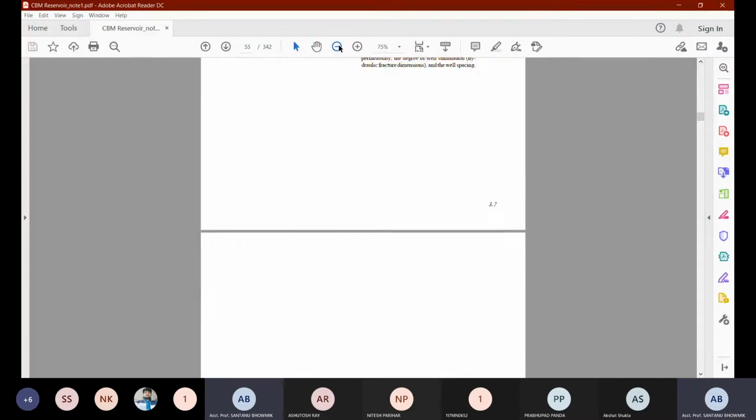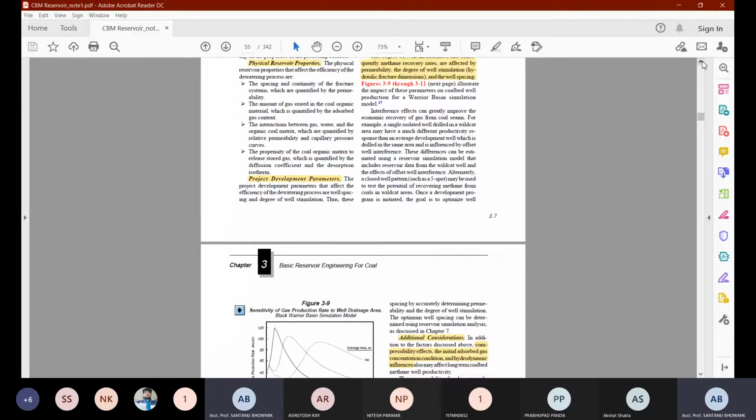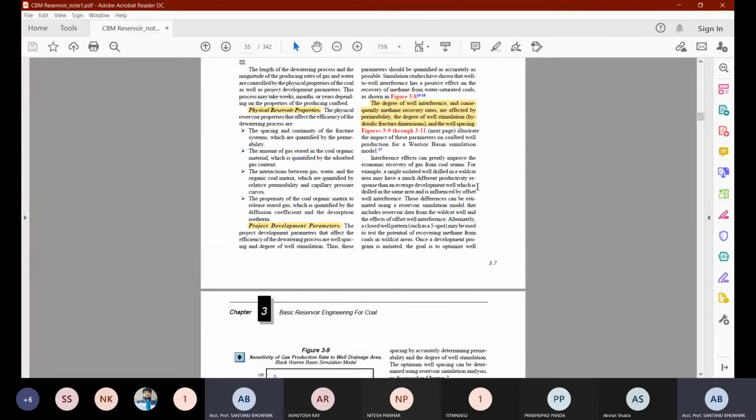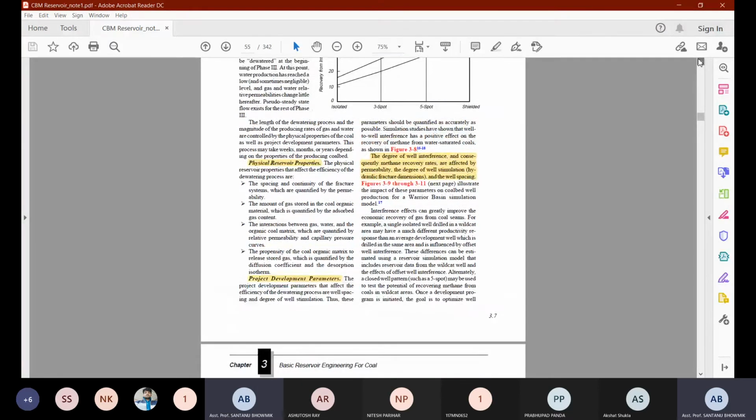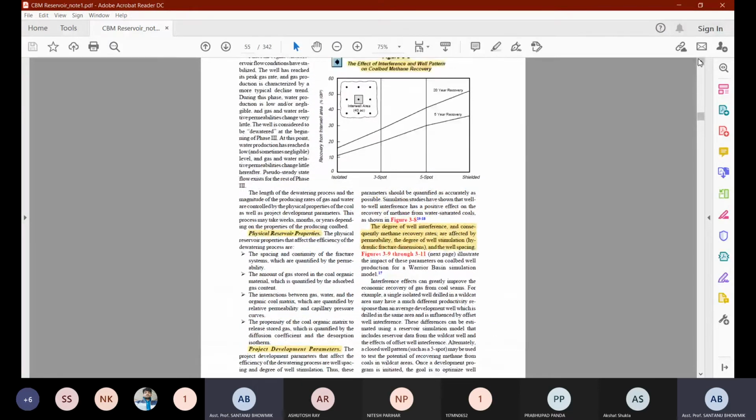Can anybody confirm? I think we discussed up to the project development parameters, covering the well pattern, the well spacing, and the well geometry. Is it right? Yes, sir. Well stimulation is the last topic.